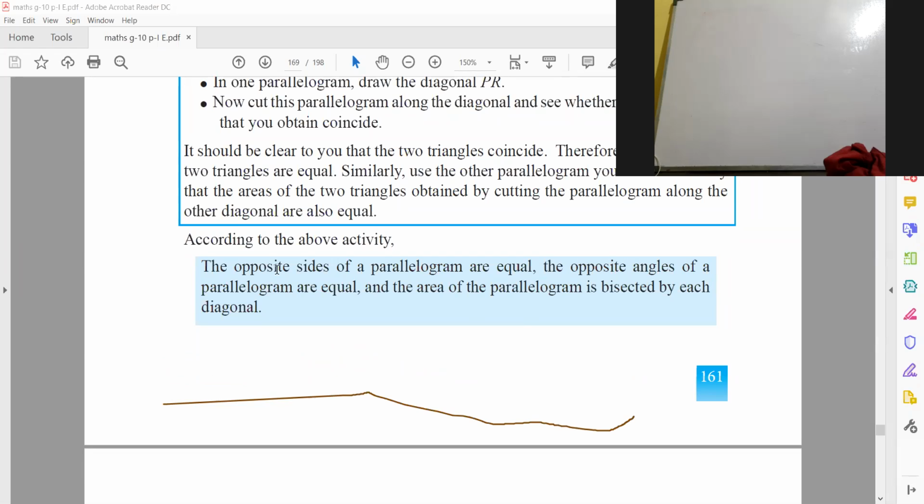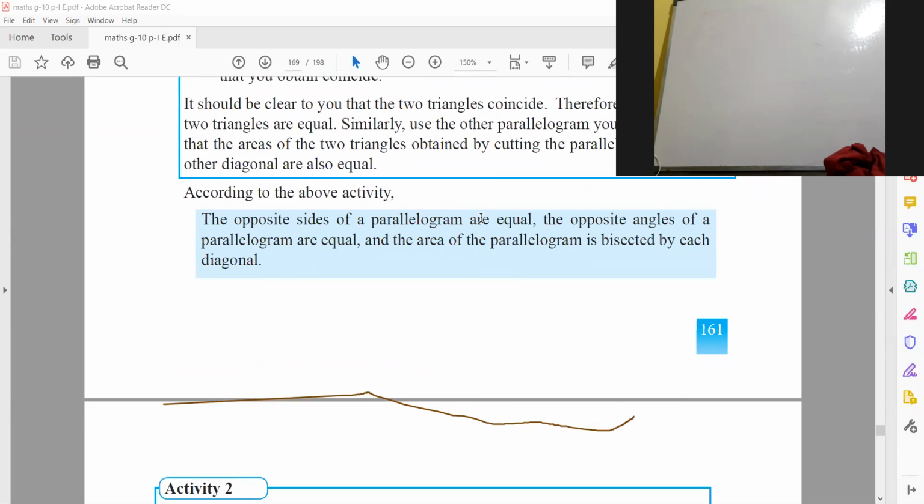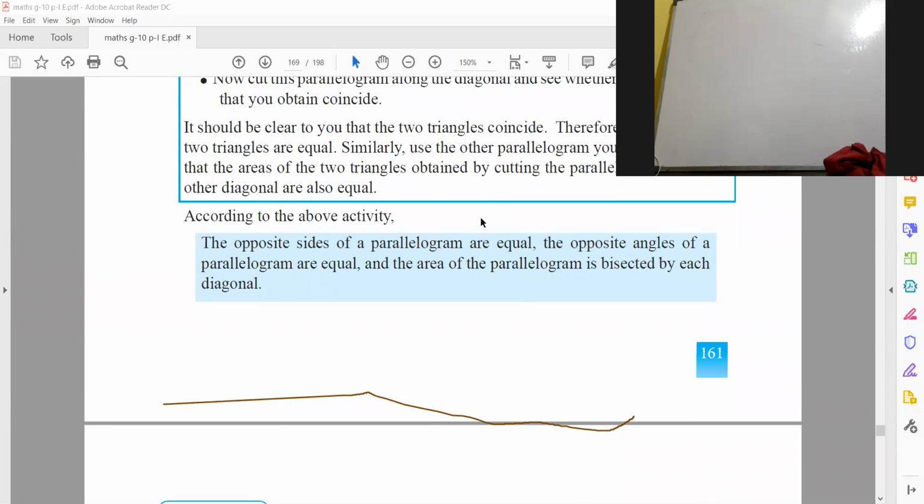Those are: opposite sides are equal, right? The opposite sides of a parallelogram are equal. Then the opposite angles are equal. Diagonals bisect the area of the parallelogram, and the diagonals bisect each other. Okay, those are the main four properties of a parallelogram. Now I will explain them on the board.